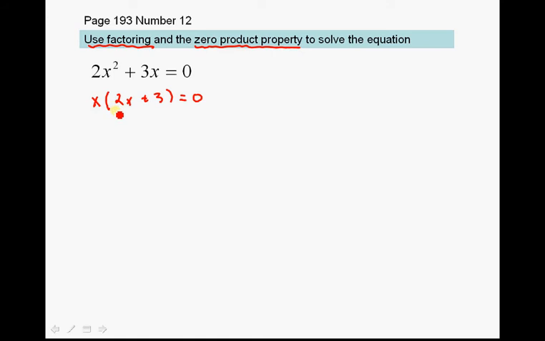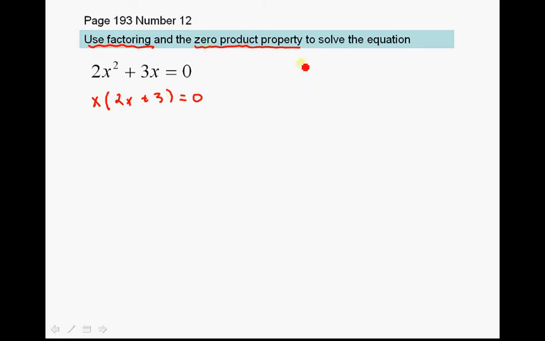So now that we did that, we factored the equation. We factored it out, and it's given us two factors: the factor x and the factor 2x plus 3. But before we move on, let's take a look at the zero product property.